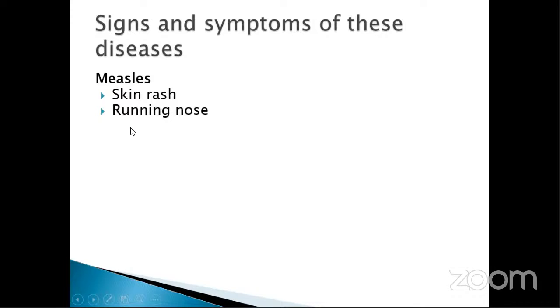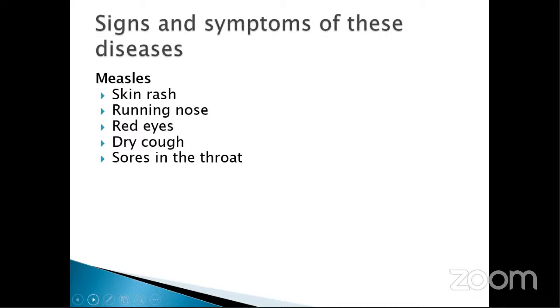Linus, can you read that? Linus? Running nose. That is running nose. And then that one, I want Princess to read first. Red eyes. Red eyes, good. Linus? Dry cough. Good. So if you see these things, skin rash, running nose, red eyes, dry cough, you just know that, oh, my baby has what we call measles.